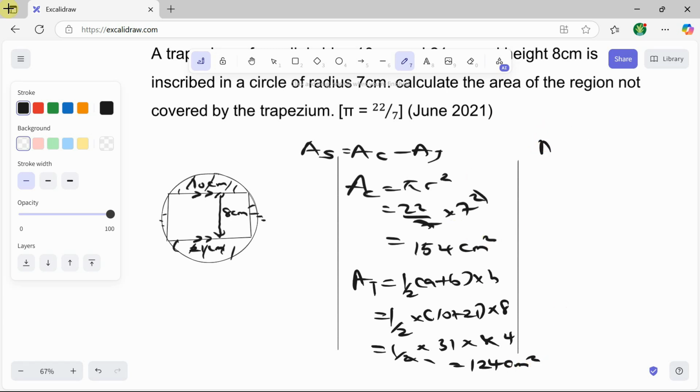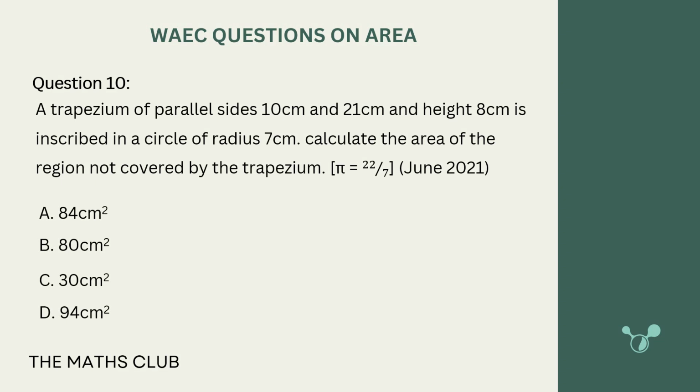So the area of the shaded portion will just be 154 minus 124, and that will give you 30 centimeters squared. Basically, that's how to solve this question. Let's see if we're correct. That will be option C.